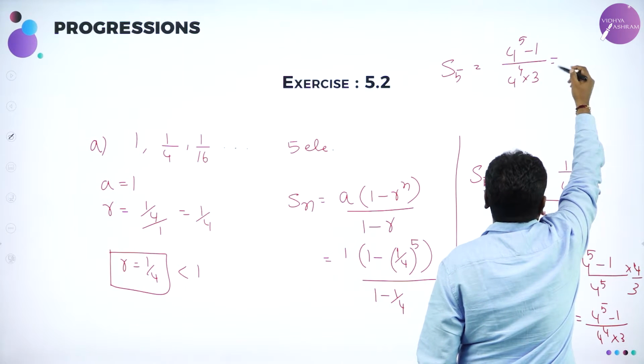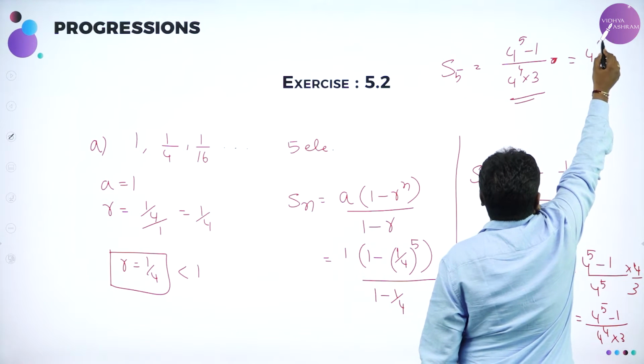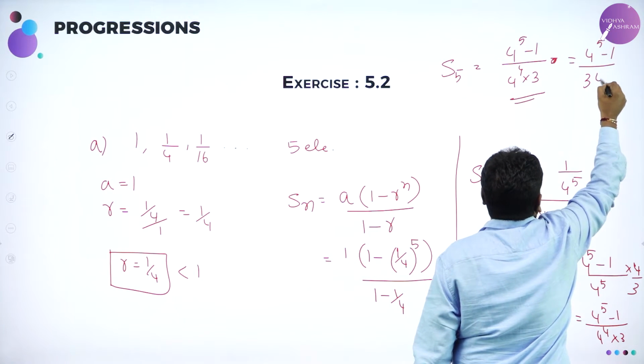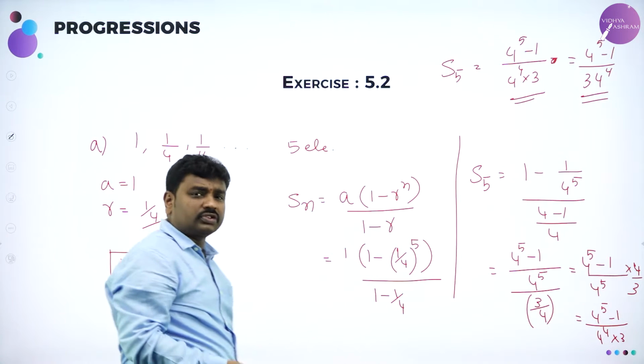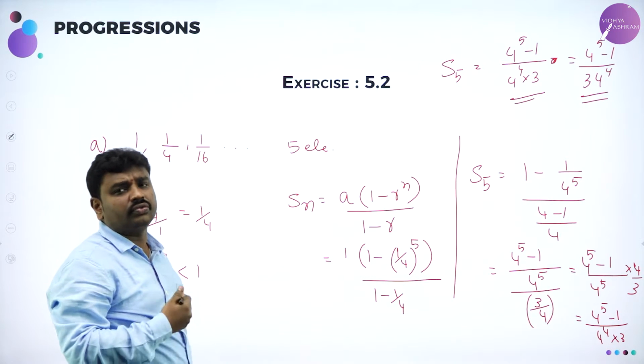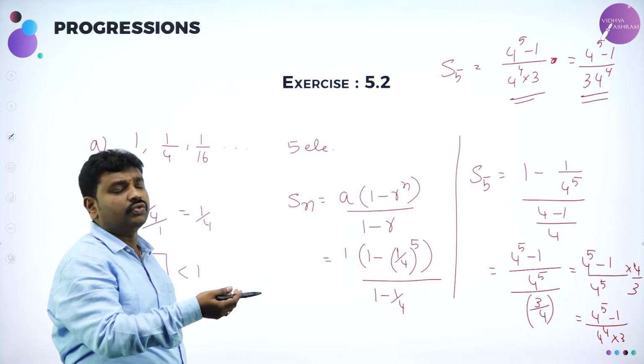4 power 4, say 4 multiplied 5 times, or we leave it as 4 power 5 by 3 times 4 power 4. So 3 into 4 power 4. So 4 power 4: 4 4s are 16, 16 4s are 64, into 4, so 256. Numerator 256 into 4 minus 1.